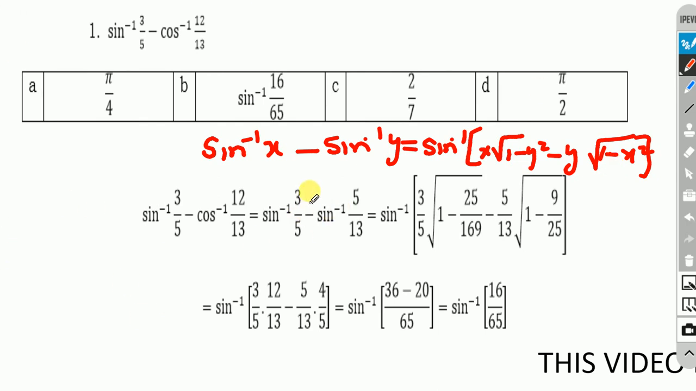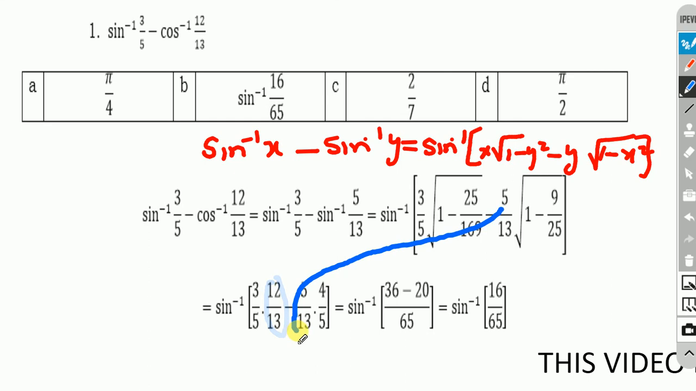So here x is 3 by 5, y is 5 by 13. So equating, we have sin inverse of x into root of 1 minus y square minus y into root of 1 minus x square. So that is 1 minus 25 by 169, and y is 5 by 13 into root of 1 minus 9 by 25. We'll simplify. This is nothing but sin inverse of 3 by 5 as it is, 169 minus 25 is 144, root of 144 by 169 is 12 by 13.